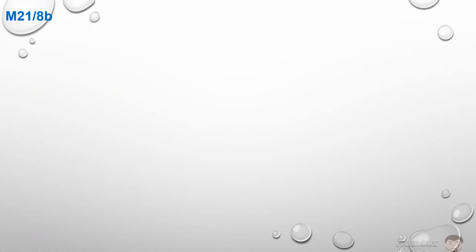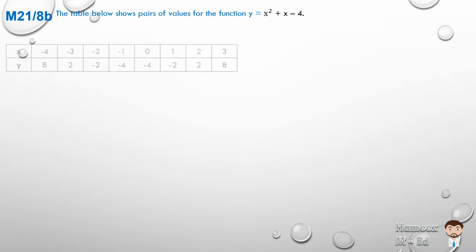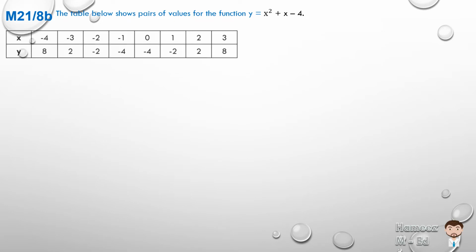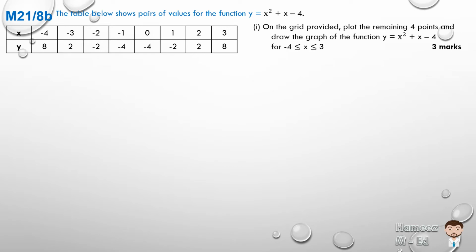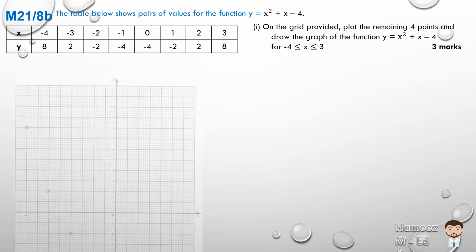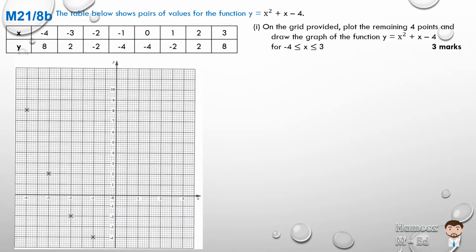May 2021, number 8b. The table below shows pairs of values for the function y is equal to x squared plus x minus 4. If we look at our table, we're given values of x from minus 4 to 3, those 8 values, and we have the 8 y values to go with them. So we have 8 ordered pairs. On the graph provided, plot the remaining 4 points and draw the graph of the function y is equal to x squared plus x minus 4 for the region from minus 4 is less than or equal to x, which is less than or equal to 3.